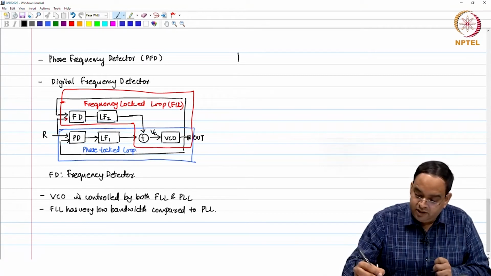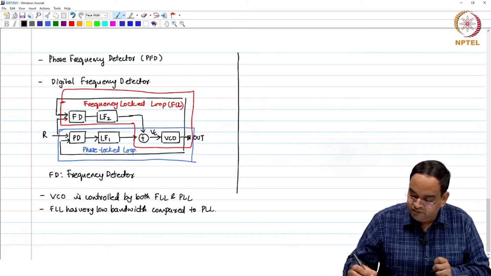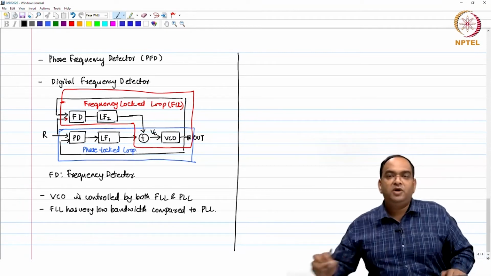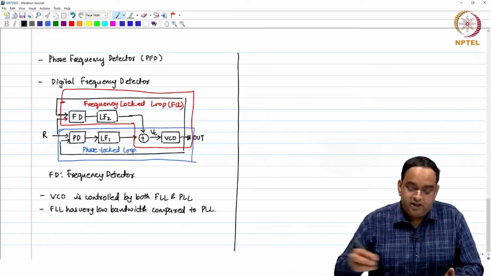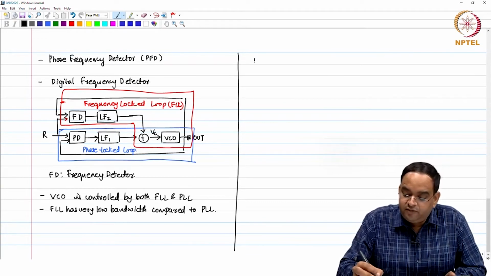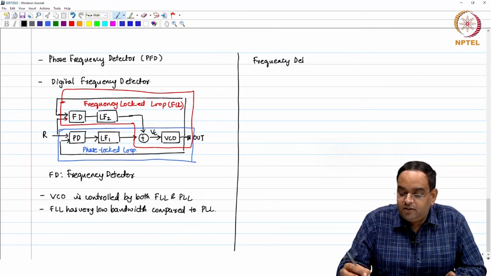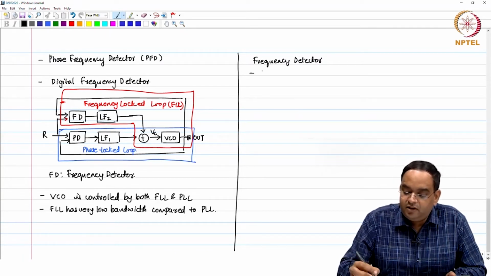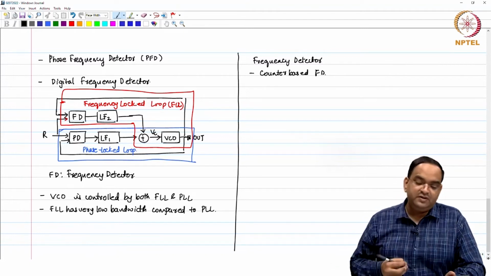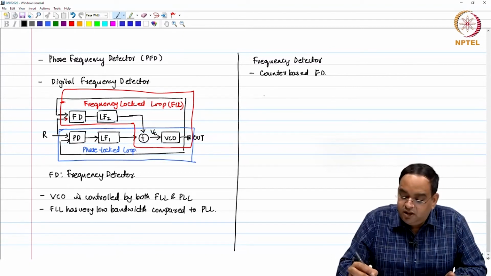Now, given the need for such frequency detectors where I am only worried about the frequency, not the phase error, there are a couple of options. First, let me just write frequency detector. The first one is the counter based frequency error detector. So, what is this counter based frequency error detector? Well, it is simple. You have FD and the output, let us treat this output as a digital output. This is R and V.